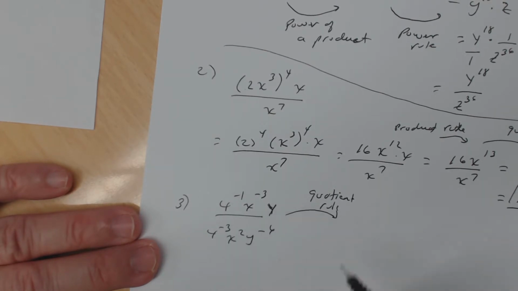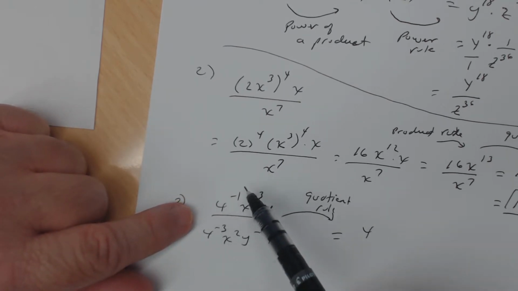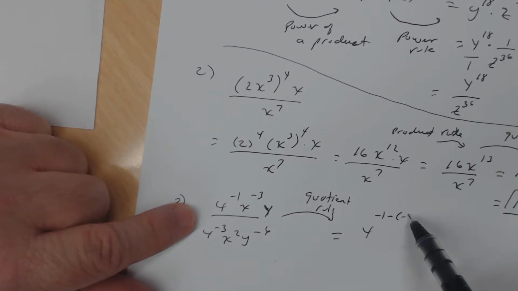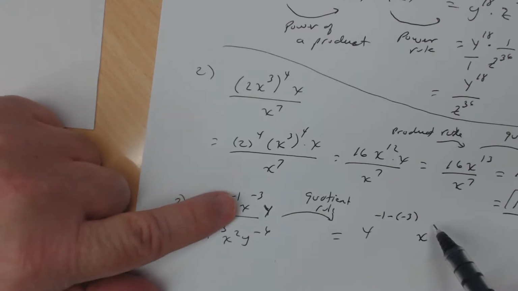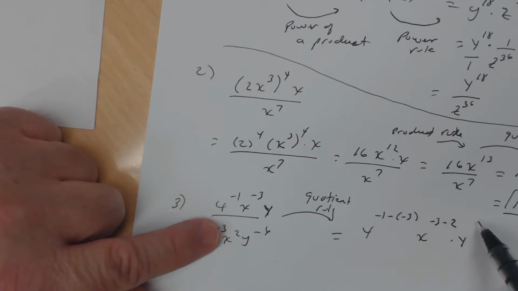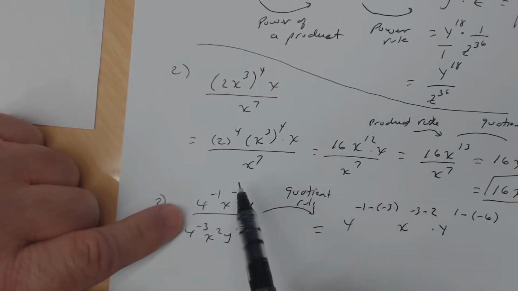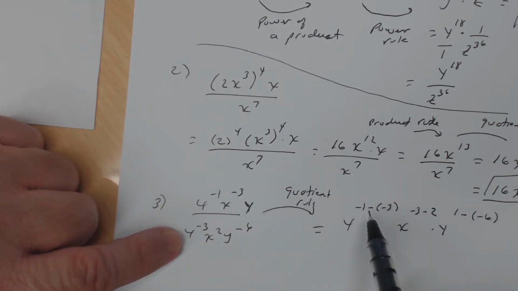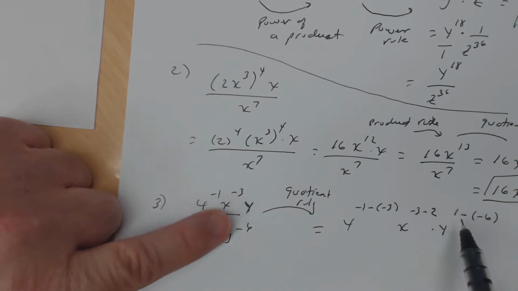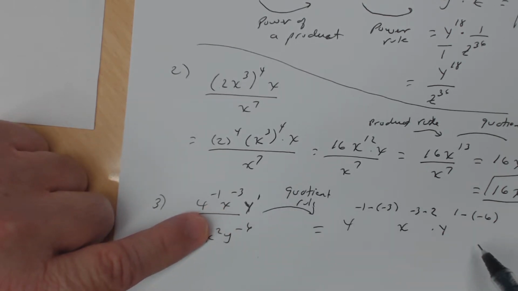So you divide like bases, subtract exponents. So that's going to be 4. And remember, it's always the exponent in the numerator, subtract the exponent in the denominator. So that's 4 to the negative 1, subtract a negative 3, times x to the negative 3, subtract a 2, times y to the 1st power, subtract a negative 6. So that's what we have. So negative 1, subtract, notice the subtraction symbol, a negative 3, subtract a positive 2, a positive 1, remember that's understood to be a 1 right here, subtract a negative 6.